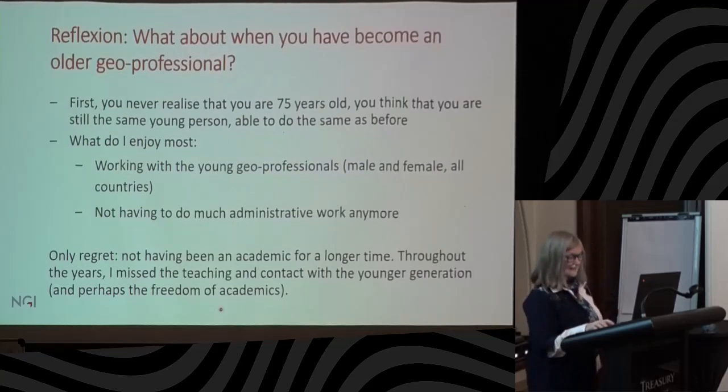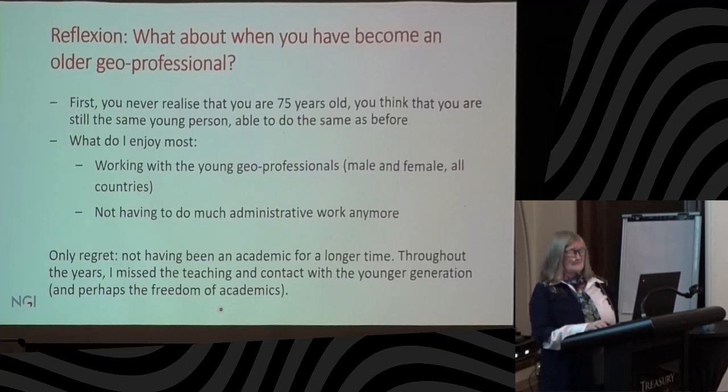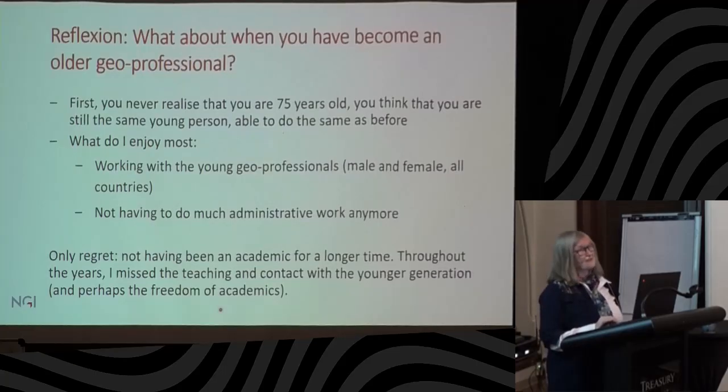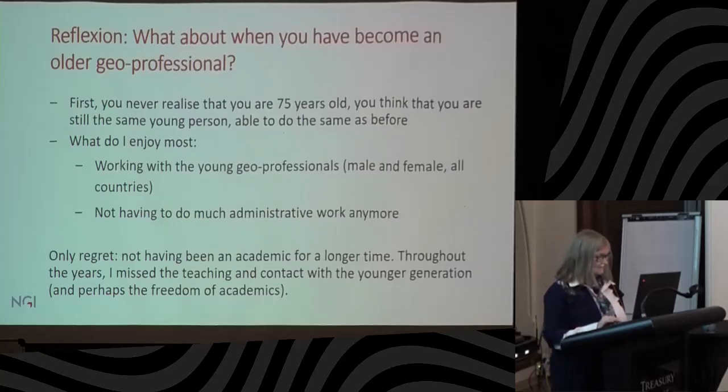And then I have this one reflection before my conclusion: what about when you have become an older geoprofessional? I never thought I would become an old geotechnical professional, but at one lecture in Norway I was introduced as the grand old dame of geotechniques. It's like somebody 100 years old. Well, for me at least, you never realize that you are 75 years old. You think you're still the same young person and able to do the same as before. As long as I can, I will continue walking on dams. As long as I can follow the men, I'm happy.